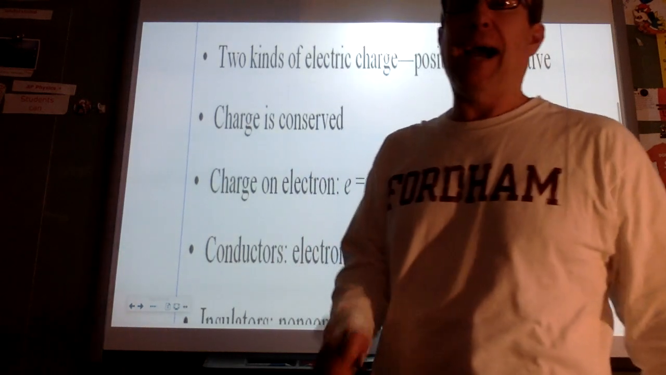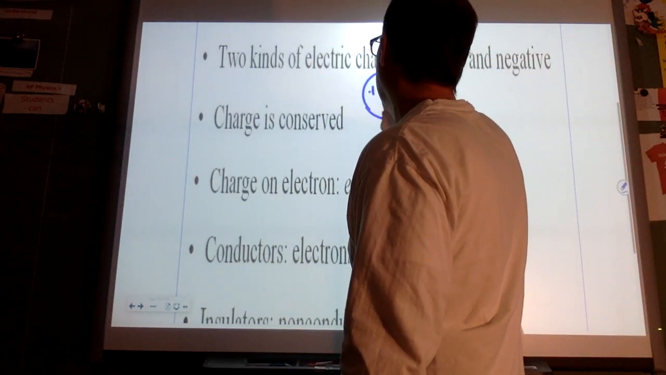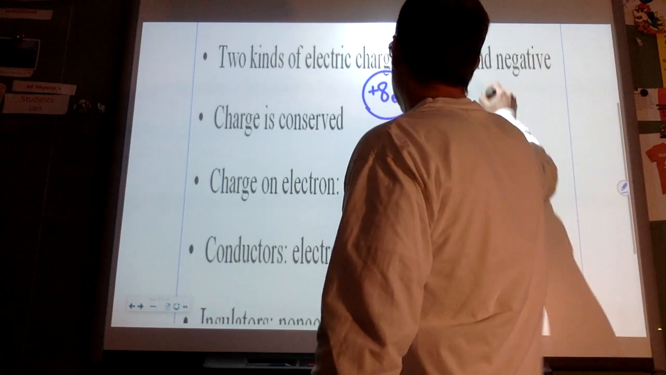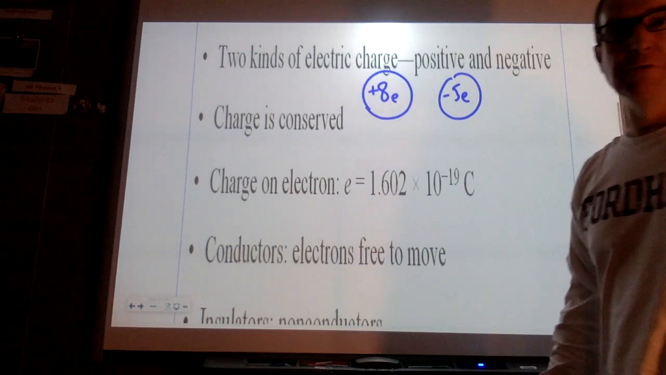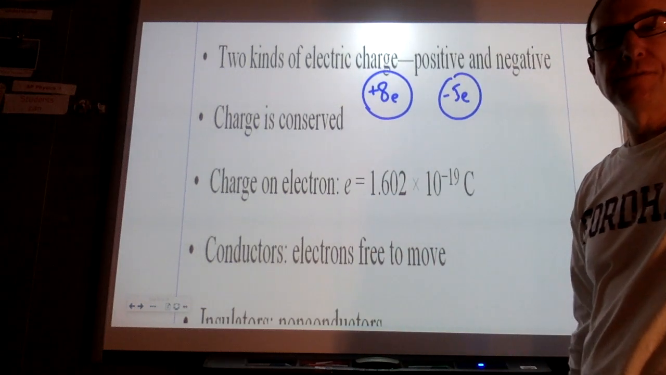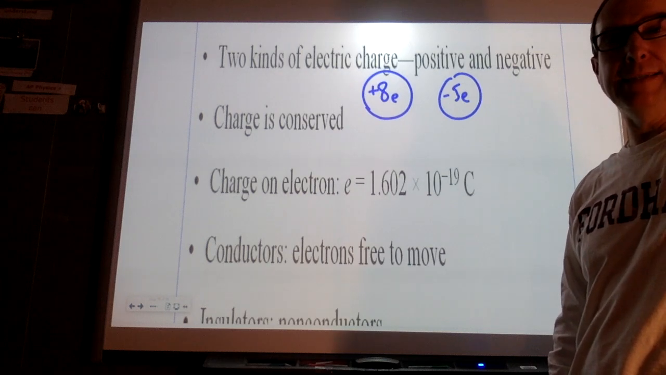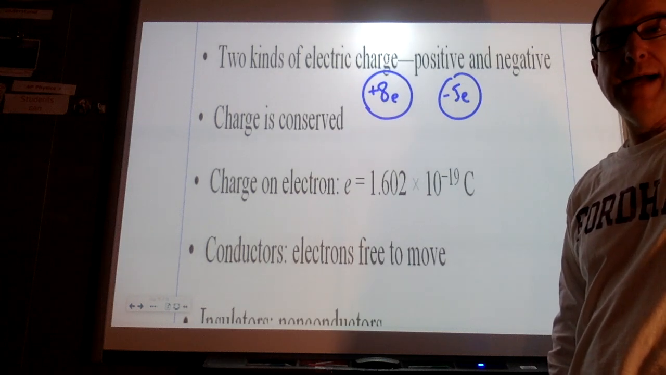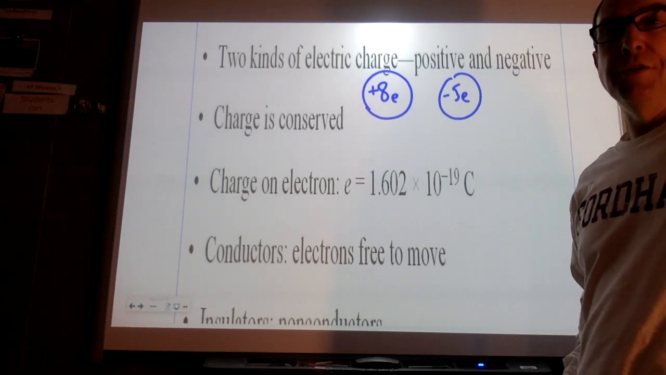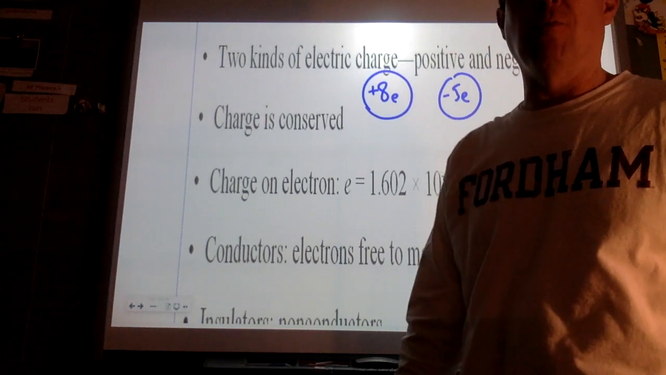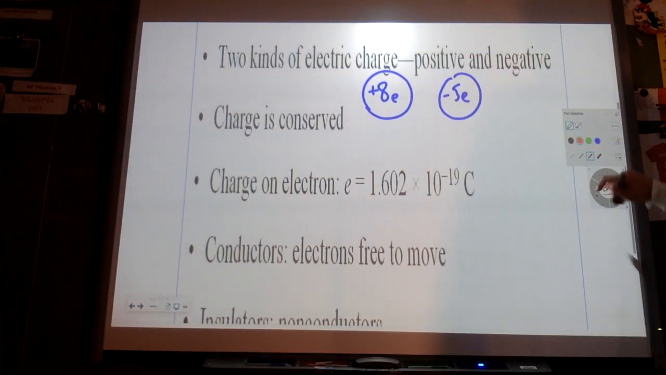So the kind of problem you would see with this is if you had two conducting spheres. One has +8. One has -5. You transfer some charge from one to the other. What would be a possible combination?